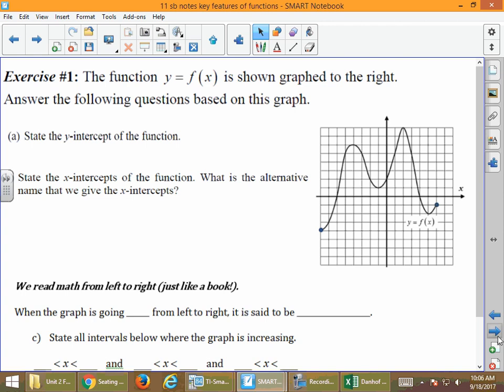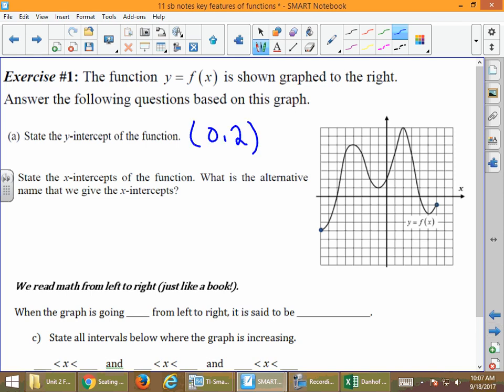Some of the more familiar ones are something like the y-intercept. Do you know what the y-intercept of this function is? Somebody says 2, and I'm going to be a little bit more specific than that. The ordered pair is (0, 2). The y-intercept is where the graph crosses the y-axis.